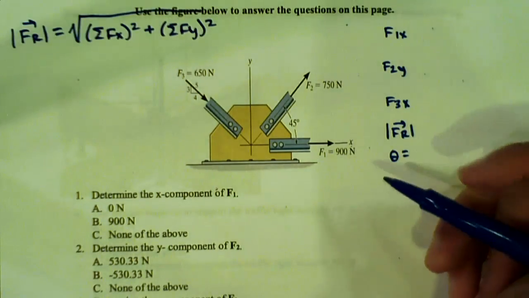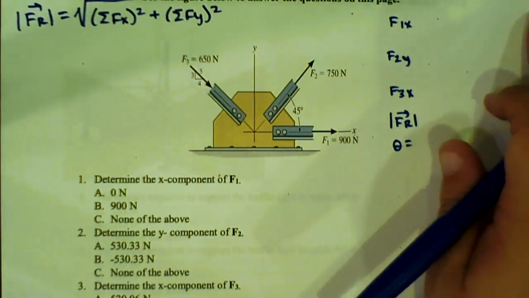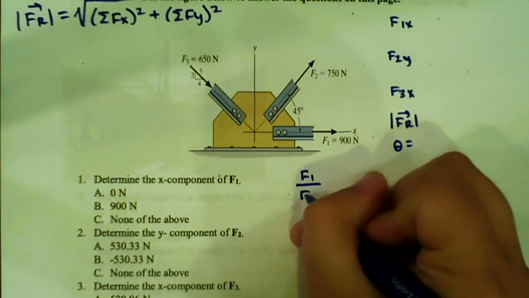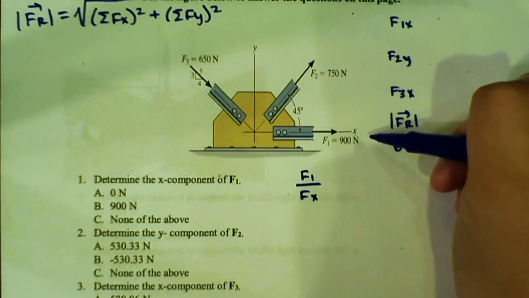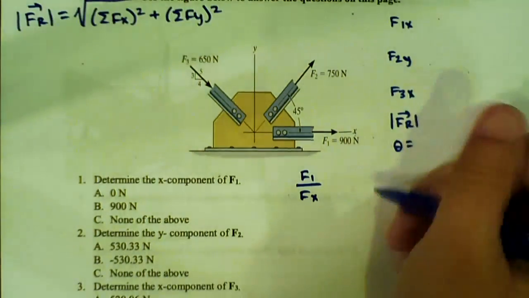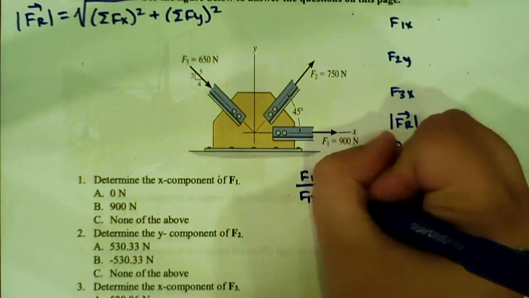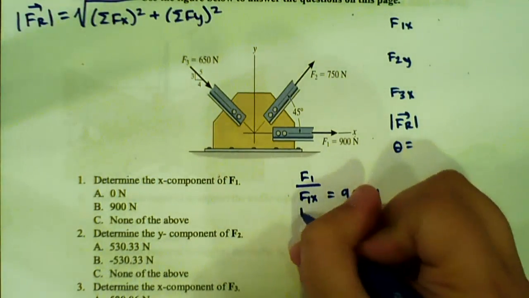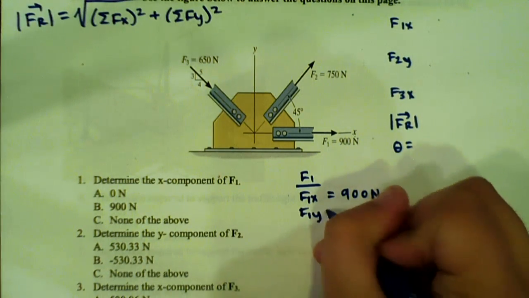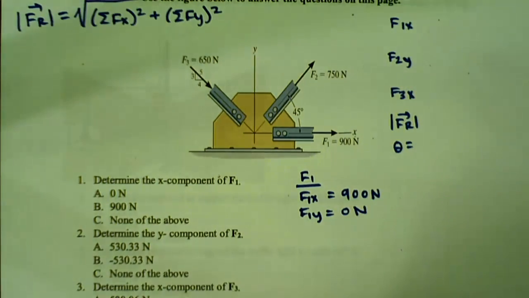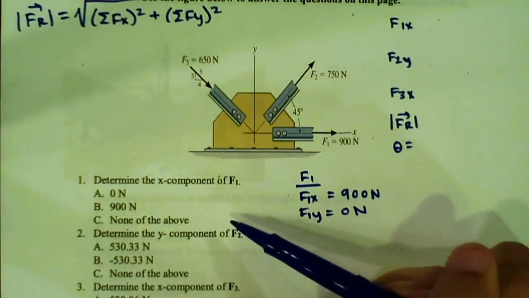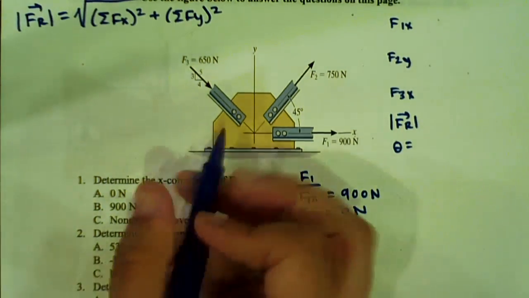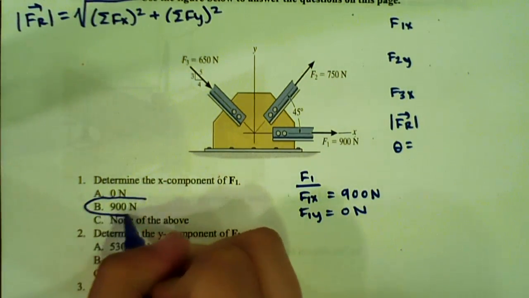So let's just dive into all of it. So at F1, if we do F1x, we only have the 900 newtons going in the positive x direction. So it's just going to be 900 newtons. Our F1y, there is none, so it's just going to be 0 newtons. So if we're looking at our first question here, we have 900 newtons, so our answer is going to be B.